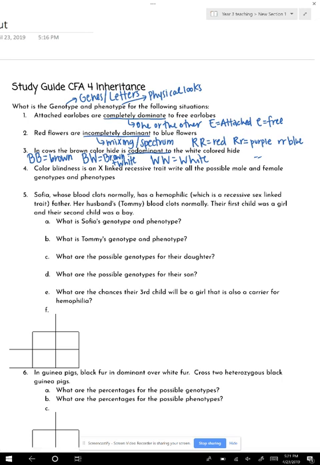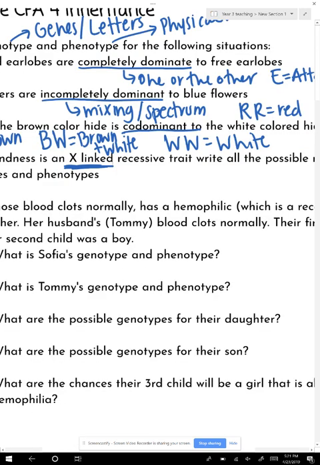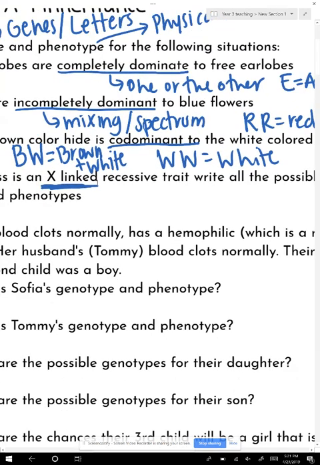All right, the next one, we talk about X-linked. We have to write some possible male and female genotypes and phenotypes. I'm going to zoom in a little so I can write in a few more. In X-linked, we have females that are XX and males that are XY. There are different types of female ones that we can get.